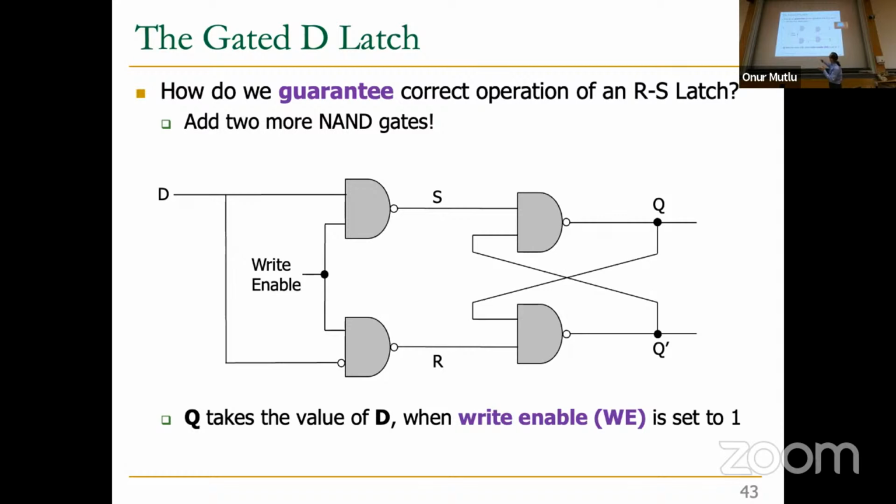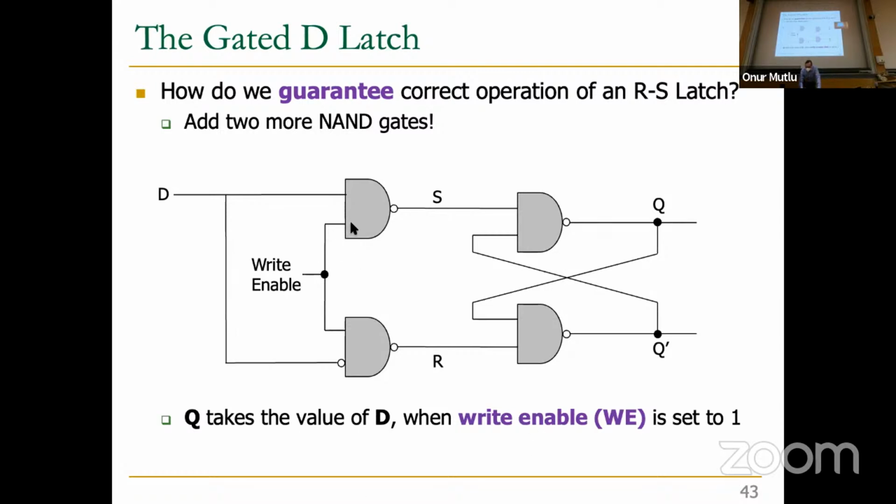So, okay, I want to write 0. Let's start again. Write enable is 1. D is 0. This becomes a 1. And because of the, okay, what am I doing wrong? Sorry. You can easily get confused over here. So let's say write enable is 1 over here, right?